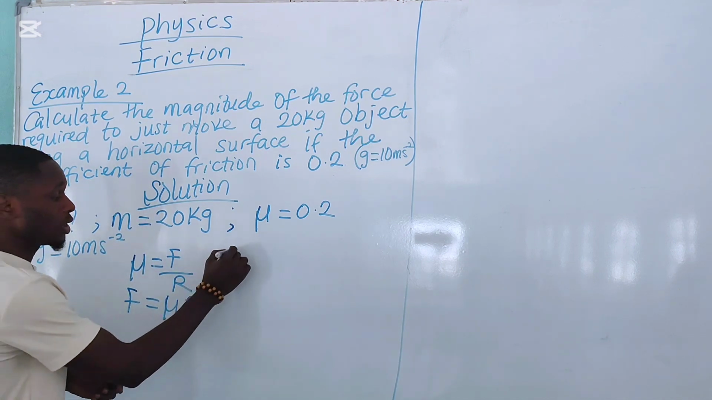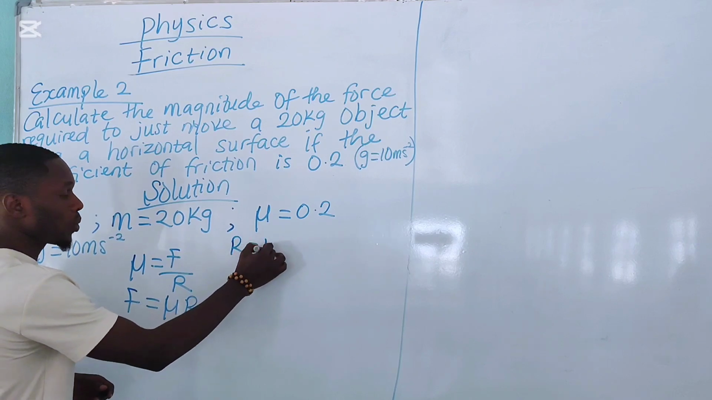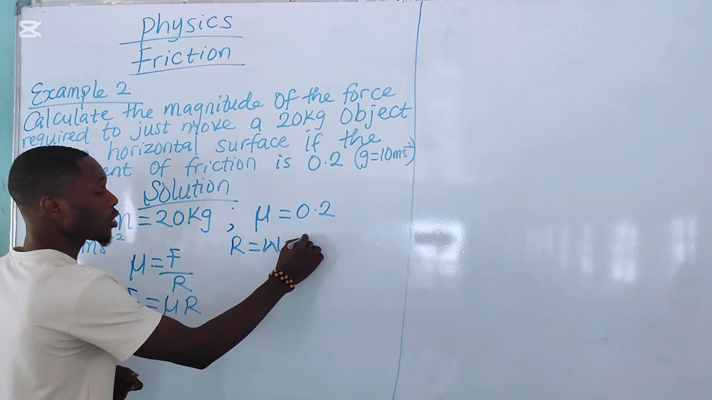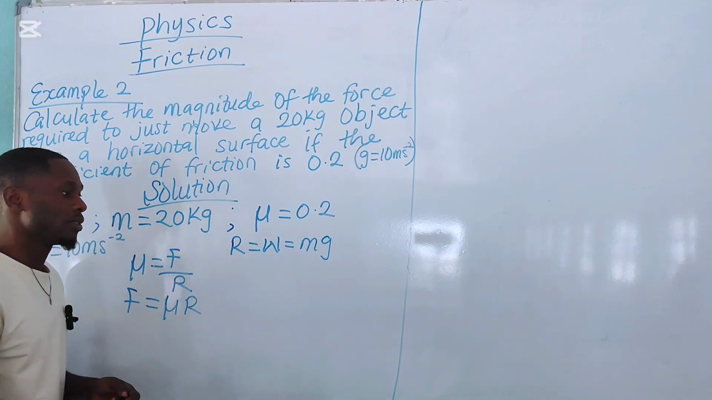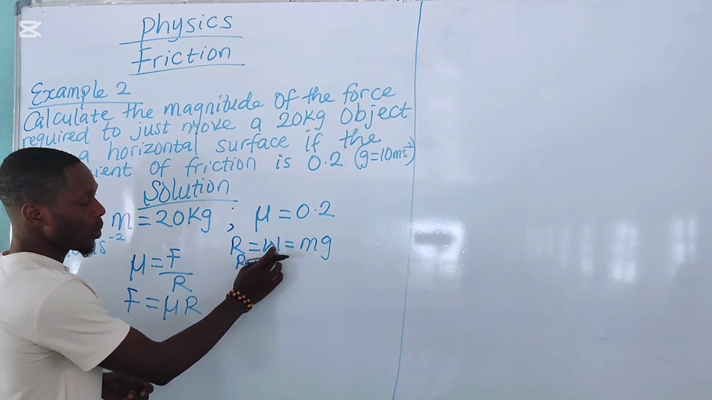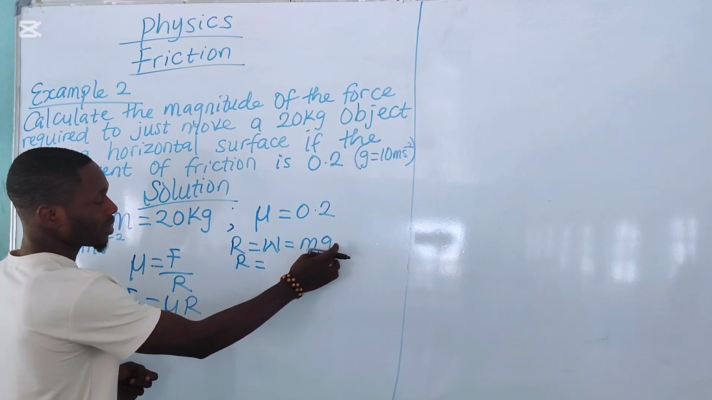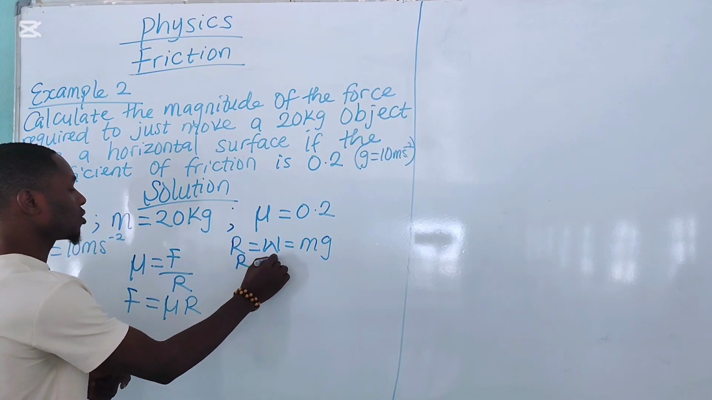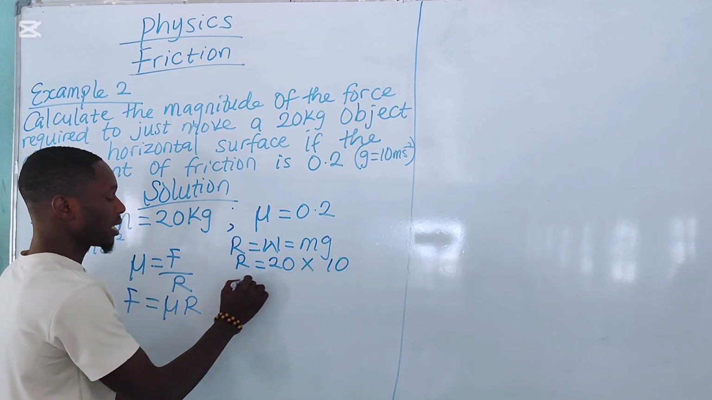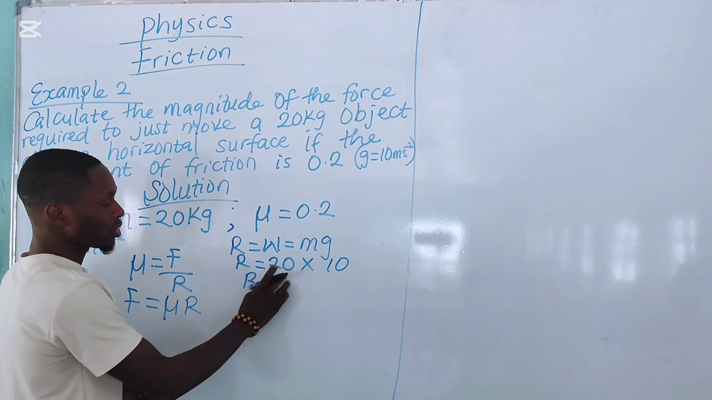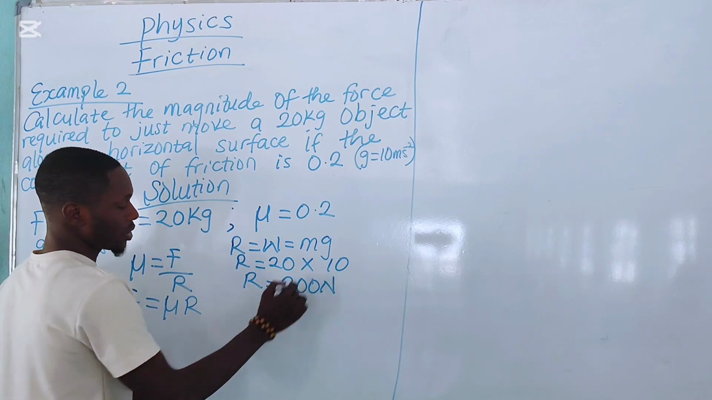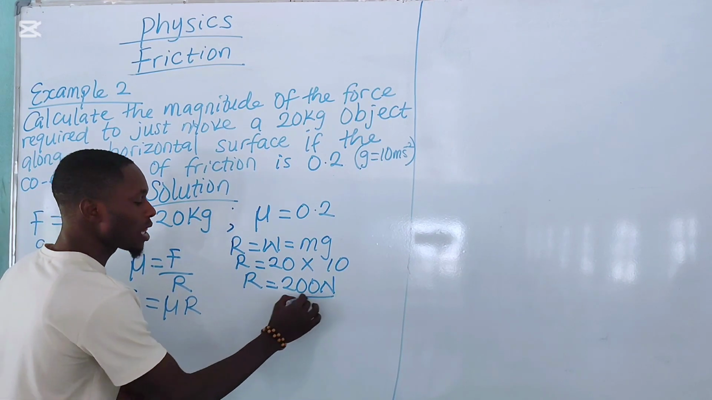Remember that your normal reaction is equal to the weight of the body since it's on a horizontal surface, which is equal to mass times acceleration due to gravity. So our normal reaction becomes the weight of the body, which is mass times gravity, and the mass of the body is 20 times acceleration due to gravity, which is 10. So normal reaction becomes 20 times 10. That gives us 200 Newton. So that becomes the normal reaction.